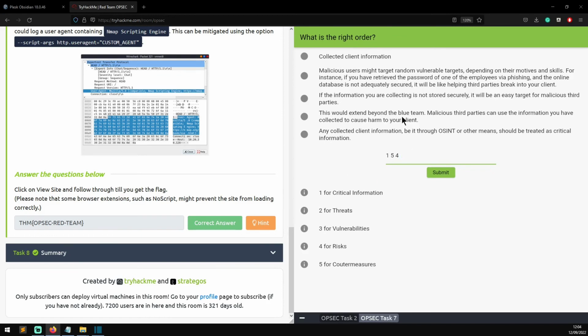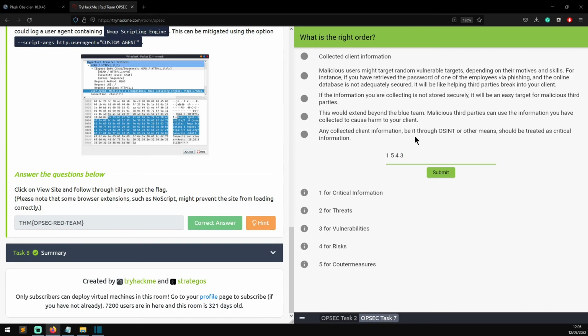This would expand beyond the blue team. Malicious third parties can use information you have collected to harm your client. Apparently that's 3 for vulnerabilities. I don't see how it relates, if that makes sense. It's really sort of having to read between the lines, and yeah. Just don't like these questions whatsoever.